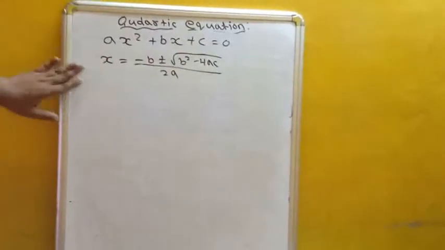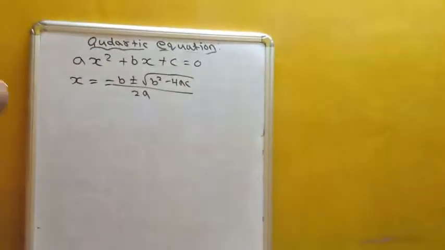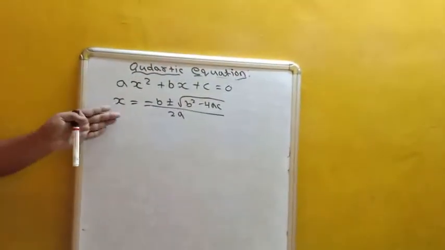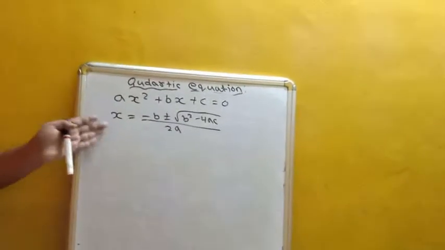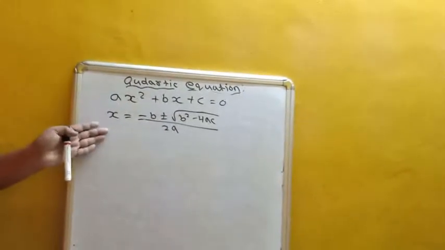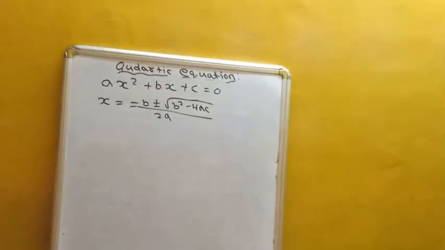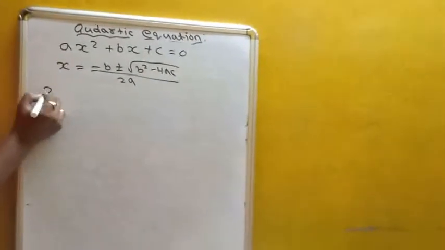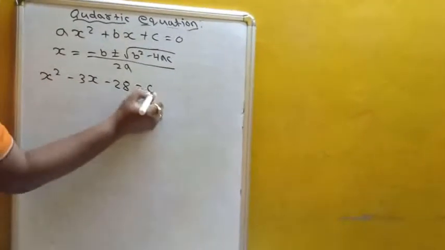So this one is the formula, and it is known as the Sridharacharya formula, Sridharacharya's method. When you know about Sridharacharya's method, you will get this one also. So this is the formula for the quadratic equation. So how can you solve? First I have written here an example: x square minus 3x minus 28 equals 0.